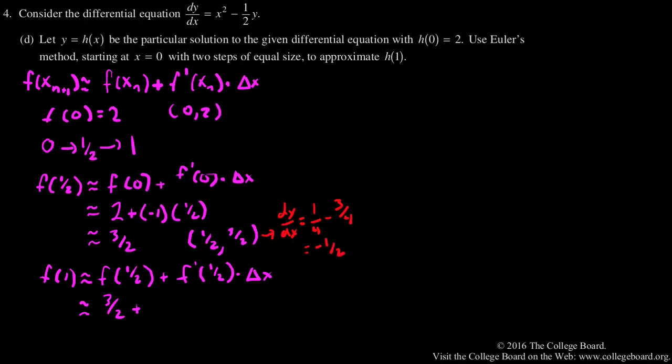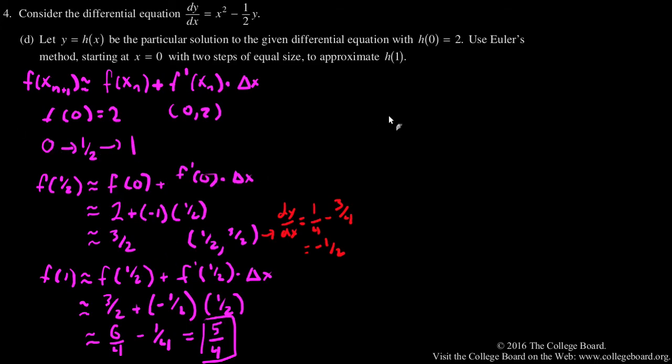So that's going to be the slope. So f prime of 1/2 is approximately negative 1/2, and the delta x is still 1/2. Negative 1/2 times 1/2 is negative 1/4. 3/2 is the same as 6/4. And so that's going to be approximately 5/4.